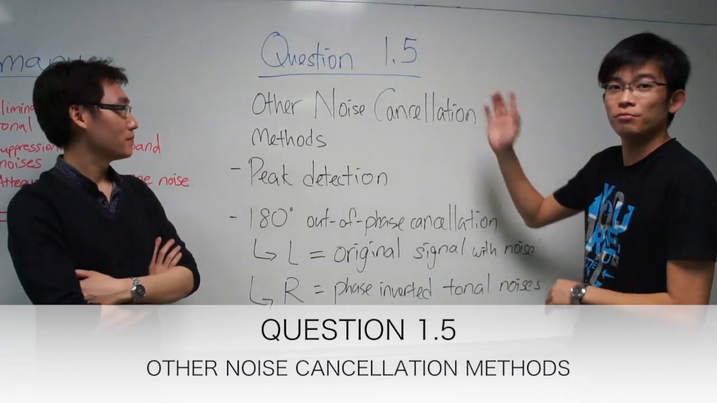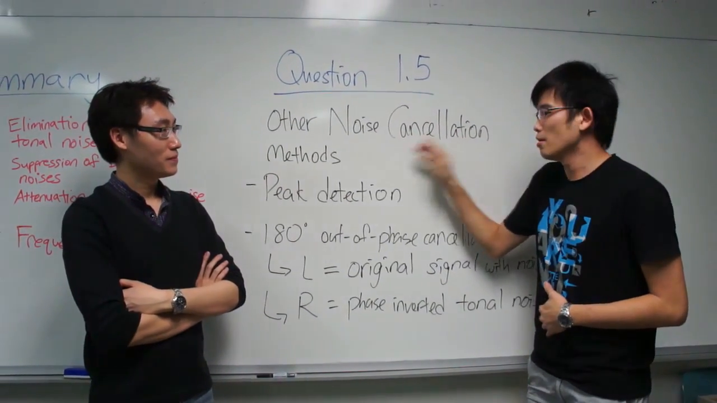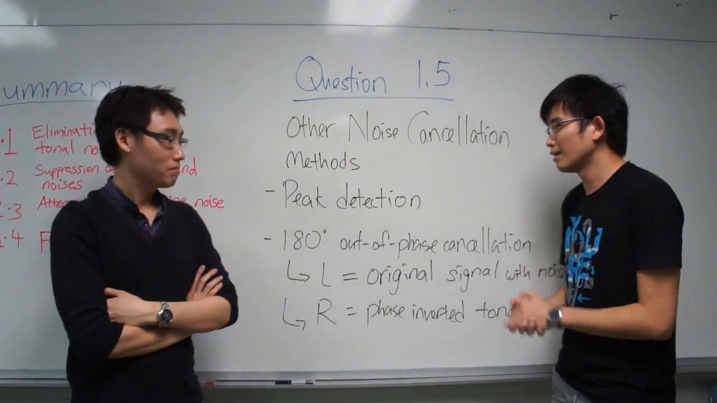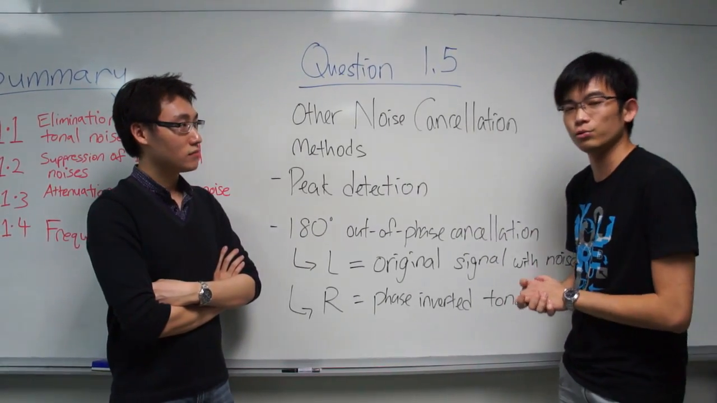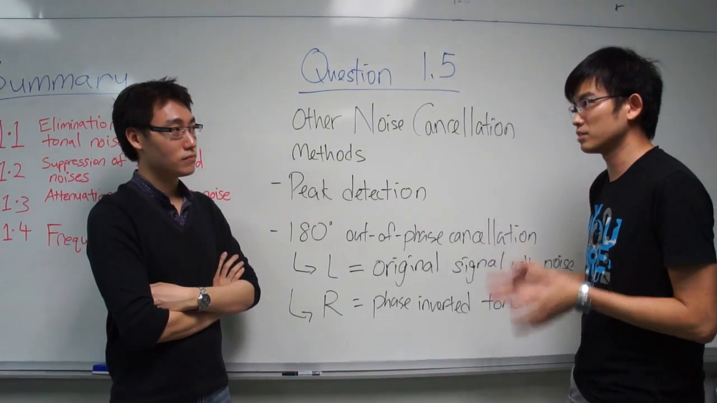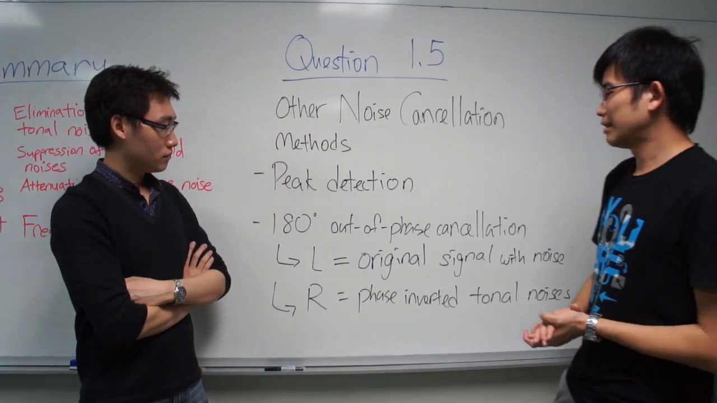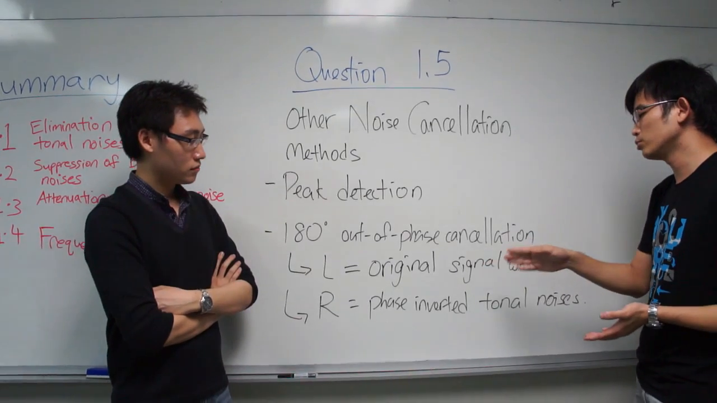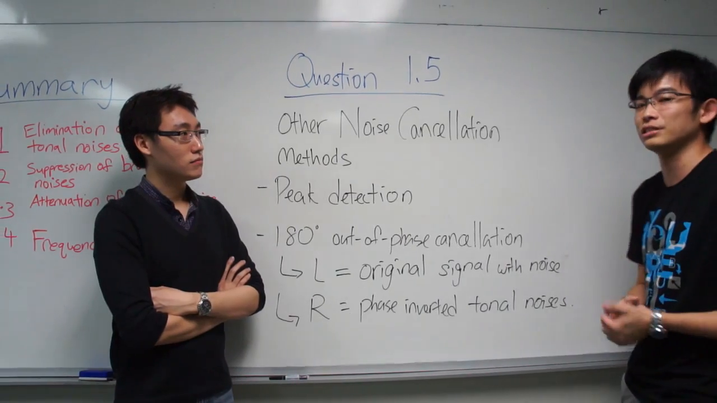Okay, lastly, for question 1.5, we are asked to investigate other noise cancellation methods, whereby we do have some ideas in mind, but we couldn't implement them into a prototype program. The ideas are such as peak detection, where we're thinking to use the LabVIEW program to do a peak detection on the spectrum itself. And also another method will be a 180-degree out of phase cancellation. The left channel will be used to generate the original signal with noise, and the right channel will be used to generate the phase inverted tonal noise to cancel out the noise in the original signals.